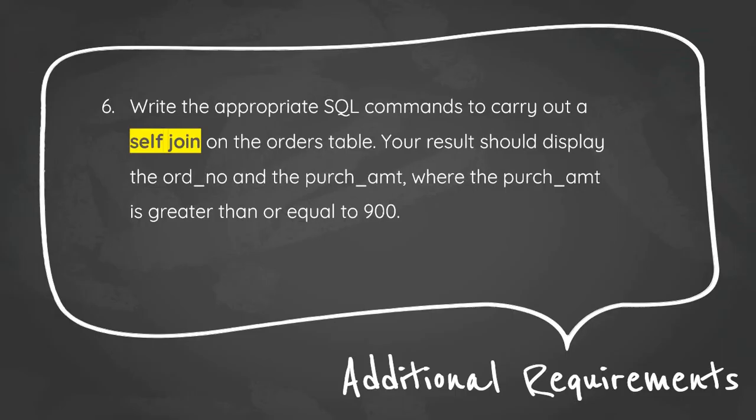All right. So the final thing that is required of us is to do a self join, and the self join will be done on the orders table. So our result should display the order number and the purchase amount where the purchase amount is greater than or equal to 900. You can look back on the orders table just to get an idea of what it contains, in terms of the different columns.